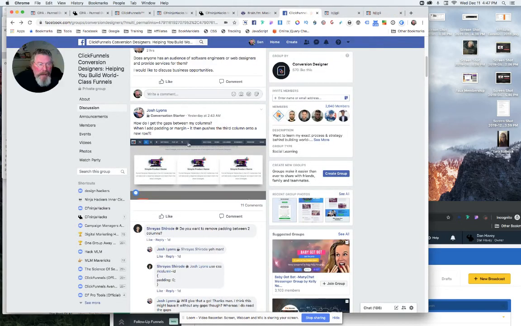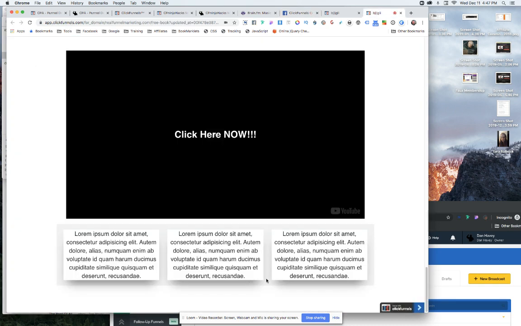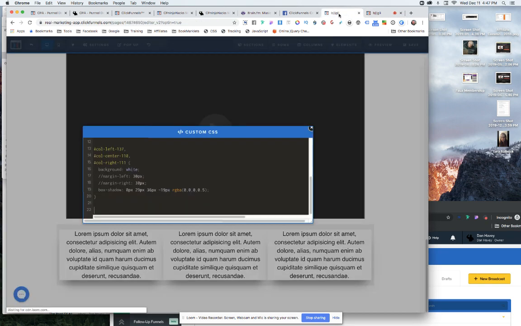Okay, Josh, I'm glad you came back in here and asked this question again, because I didn't understand what you were looking for the first time. So let me show you. I see what you got right here. And what I'm guessing you want is more like this here. So you want the three columns separated with space in between, and then the box shadow around the three columns themselves. So let's jump into the editor.